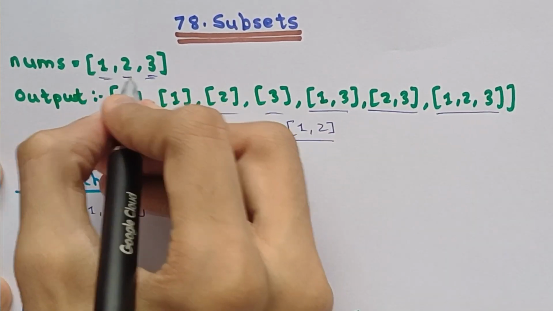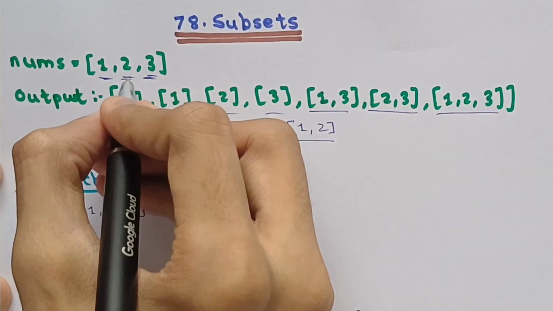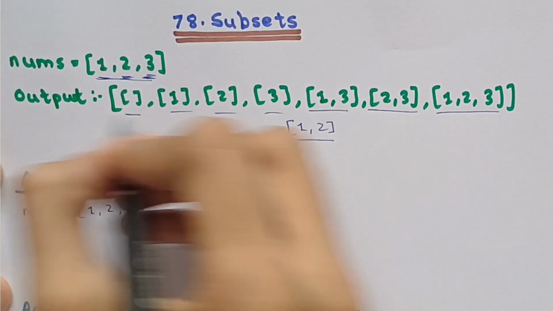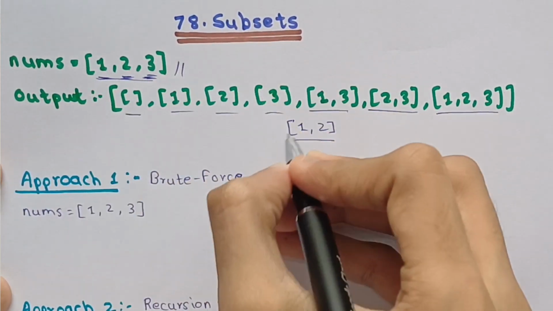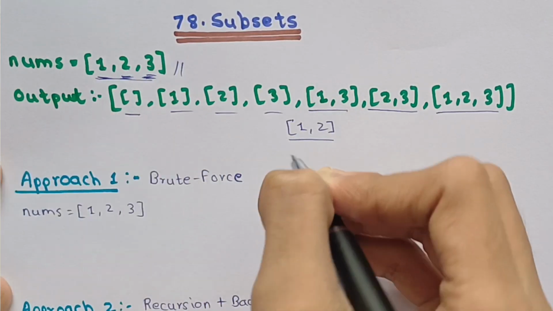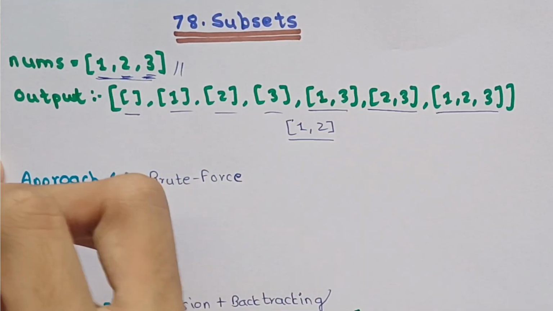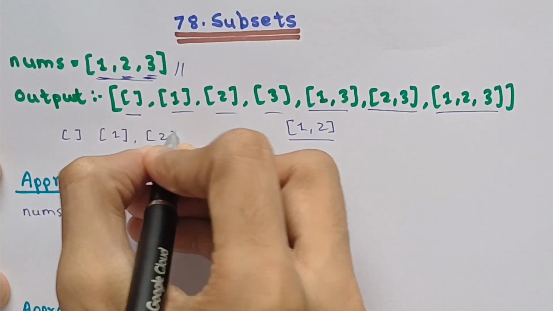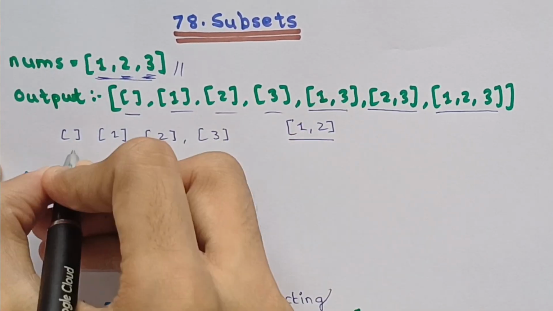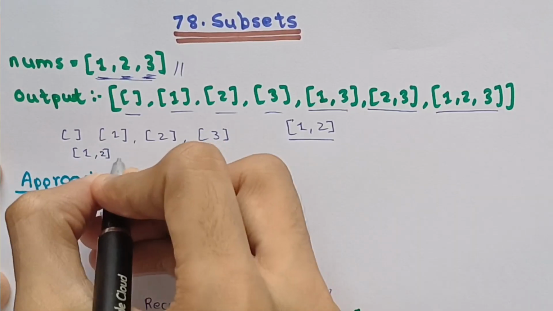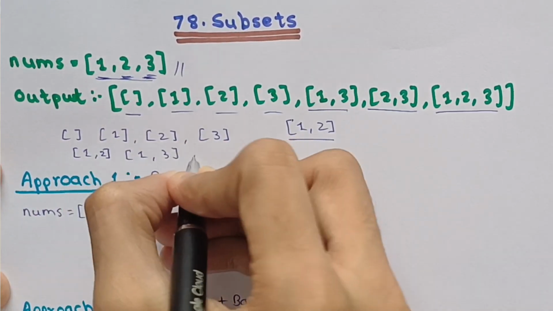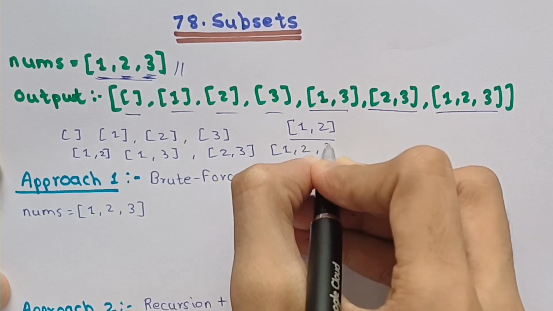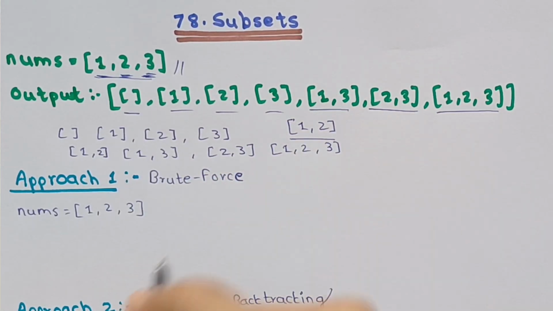So the subsets are 1 2 3, 1 2, 1 3, 2 3, and the null subset. These all are the subsets of this array. 1 and 2 was missing in the output, so I have put it in. So this is the problem statement: the null set, 1, 2, 3, then 1 2 and 1 3, then 2 3, and then all of 1 2 3. These are the subsets of this array.